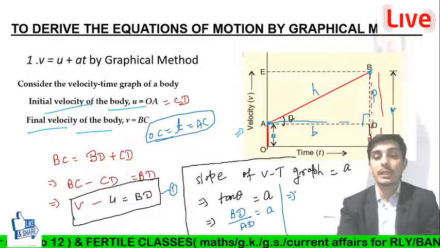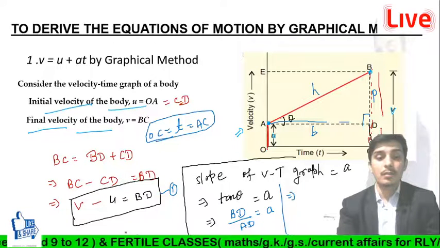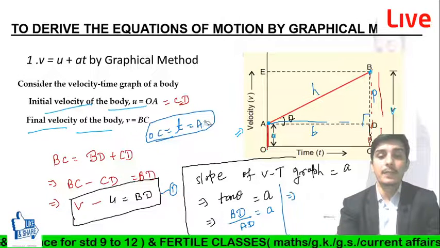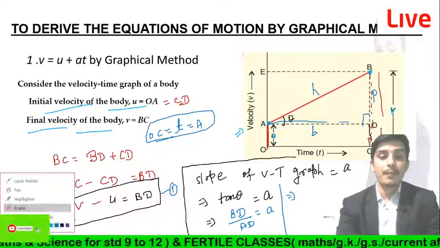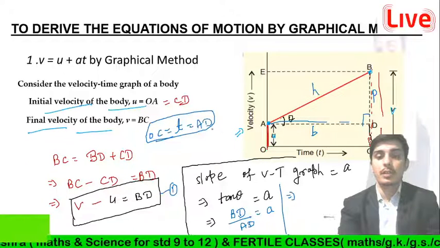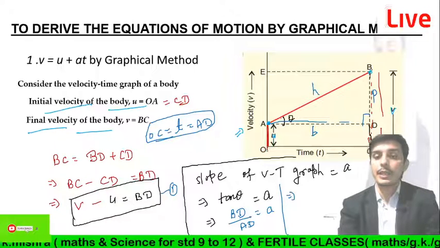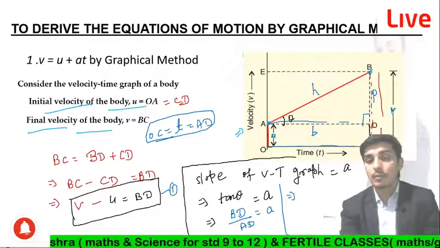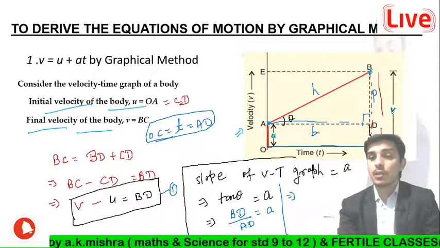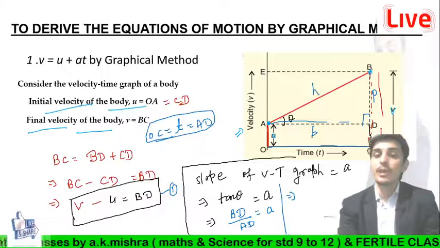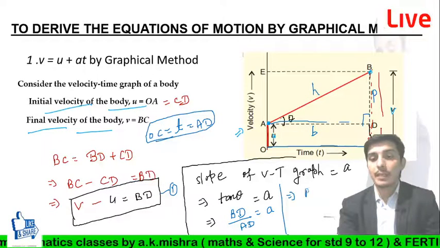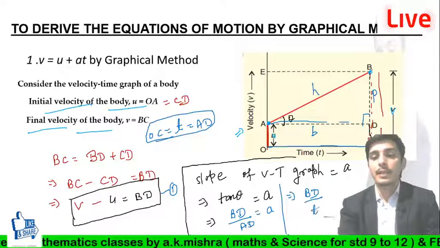Sorry guys, actually here it is AD, okay? So this length is equal to AD, and AD is equal to this length. So this length will be what, guys? t. So this length is also equal to this length, so we can take AD as also t, right? So we can write BD by t is equal to a.